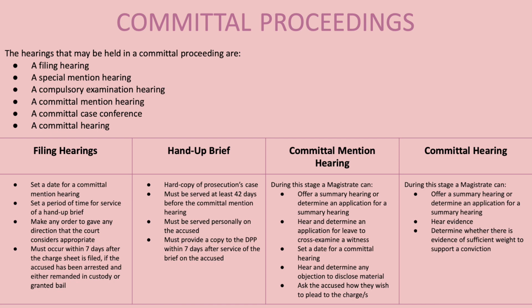Committal hearing. During this stage, a magistrate can offer a summary hearing or determine an application for a summary hearing, hear evidence, and determine whether there is evidence of sufficient weight to support a conviction.